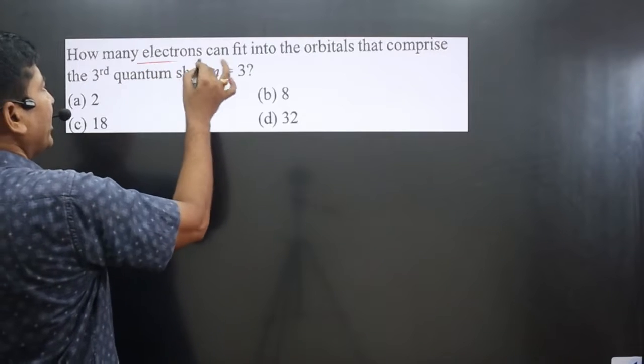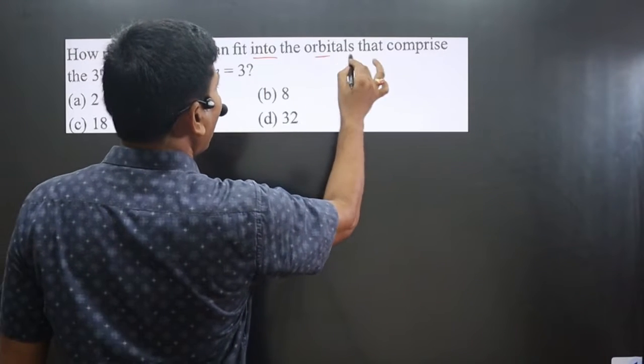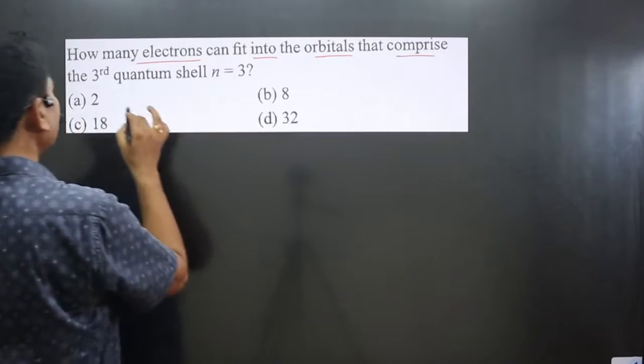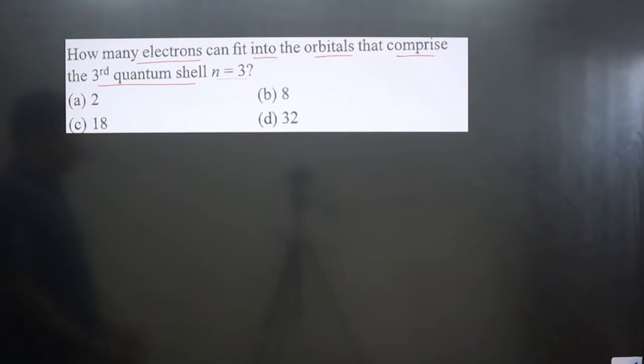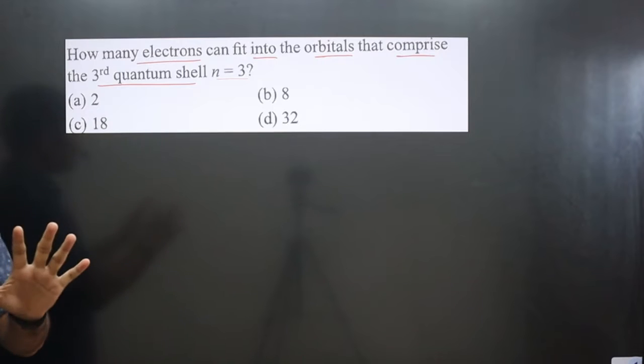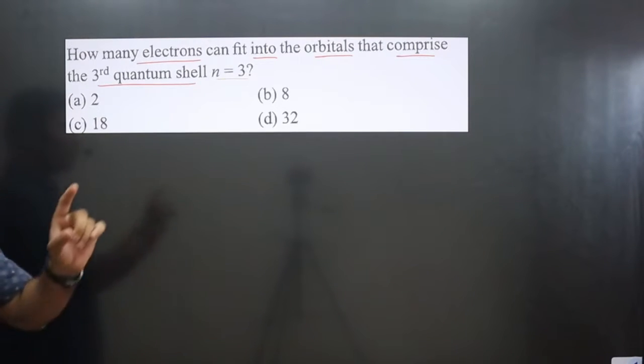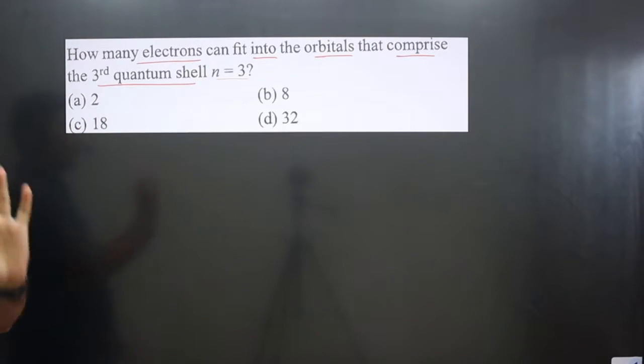The question says, how many electrons can fit into the orbitals that comprise the third quantum shell? The n value is given here as 3. Only the n value, the principal quantum number, is given here. You can see there is no azimuthal quantum number value.